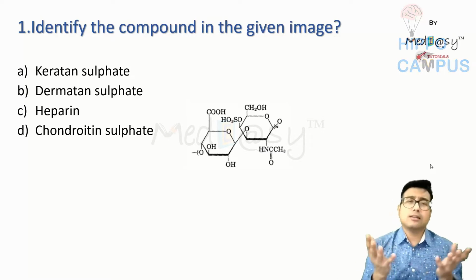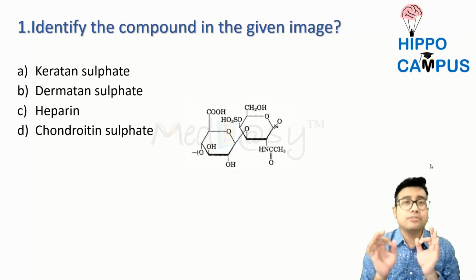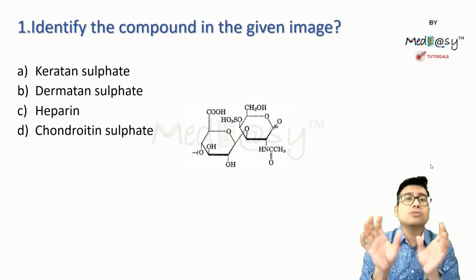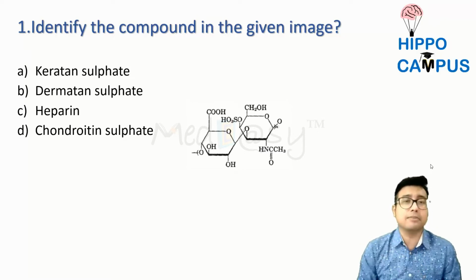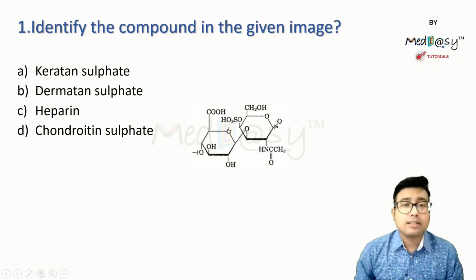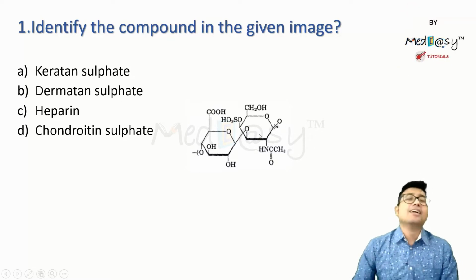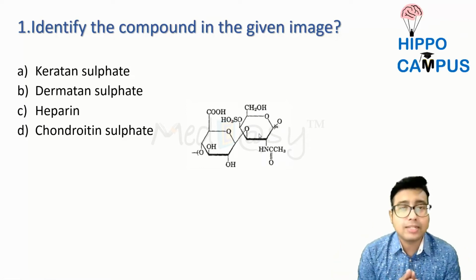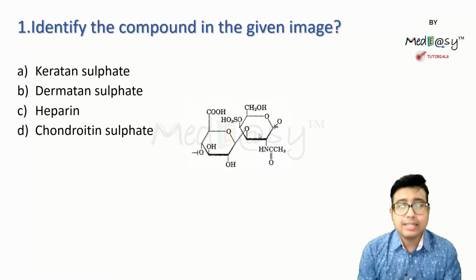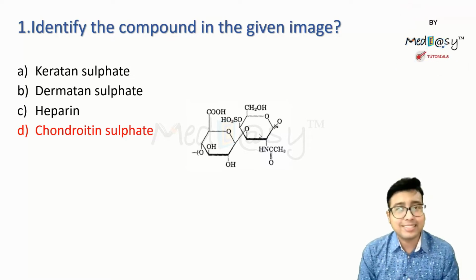Now this question is actually very easy for those who know all the structures in detail. Even if you do not remember the structure, if you know the constituent formulae, then also it will make it easy. In this image, this one is glucuronic acid and this one is galactosamine. There is only one combination of these two: repeating units of glucuronic acid and galactosamine is nothing but chondroitin sulfate. So that's the answer to this question.